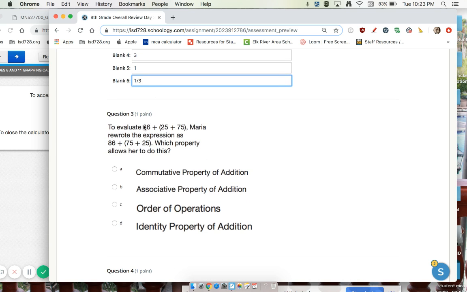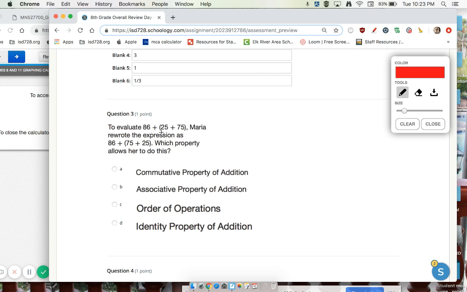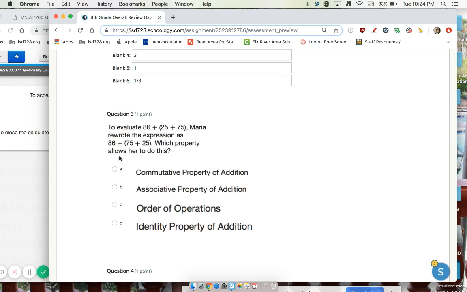Okay, to evaluate 86 plus parenthesis 25 plus 75, Maria rewrote the expression as 86 plus 70 plus 75 plus 25. Which property allows her to do this? So I like to compare the difference here, and it looks like my 25 swapped places with my 75. So I didn't move my parenthesis at all. I just flipped numbers, and flipping numbers is commutative property. That's something you just want to memorize.